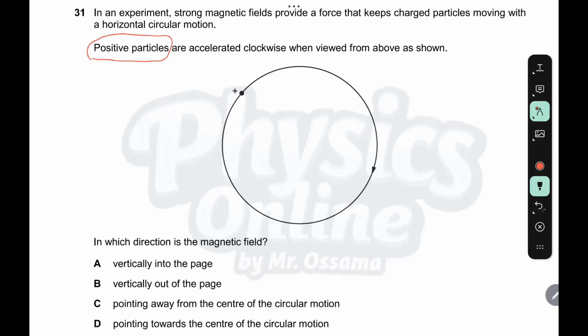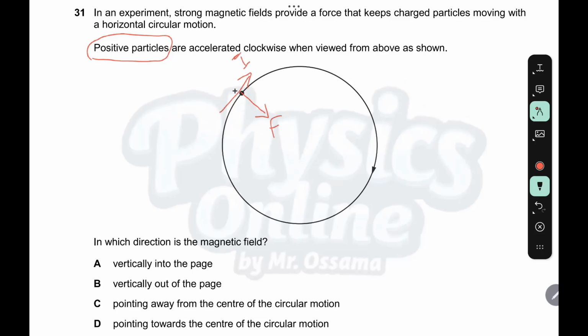So we use Fleming's left hand rule. The direction of the current is the direction we'll take at this point. The direction of the force acting is perpendicular to the direction of the velocity. So this is the force, and this is the direction, or we can say the current.